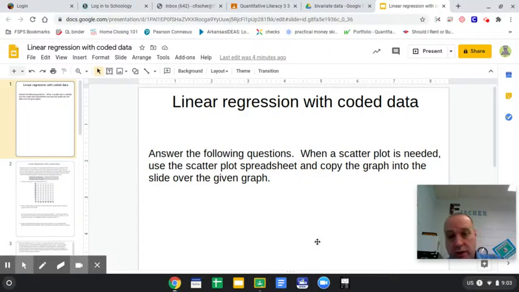All right, for the linear regression with coded data, you're going to use some of the tools that we just did in the last lesson, where you make a spreadsheet, find the linear regression equation, and use your calculator to figure out what the correlation coefficient is, or the R.